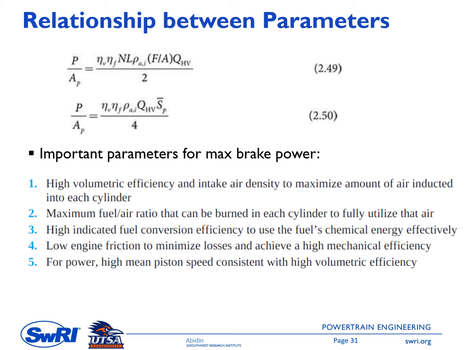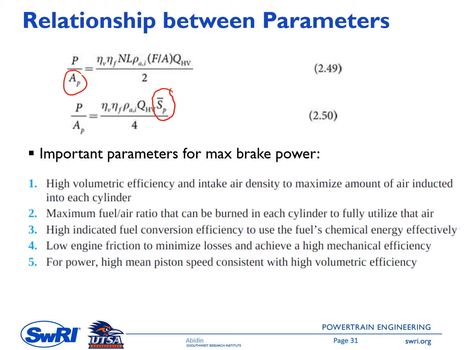And this is another correlation. In this case, we have power divided by the piston area, and then for the last one here, we have a parameter of the mean piston speed. This is the mean piston speed of the engine.